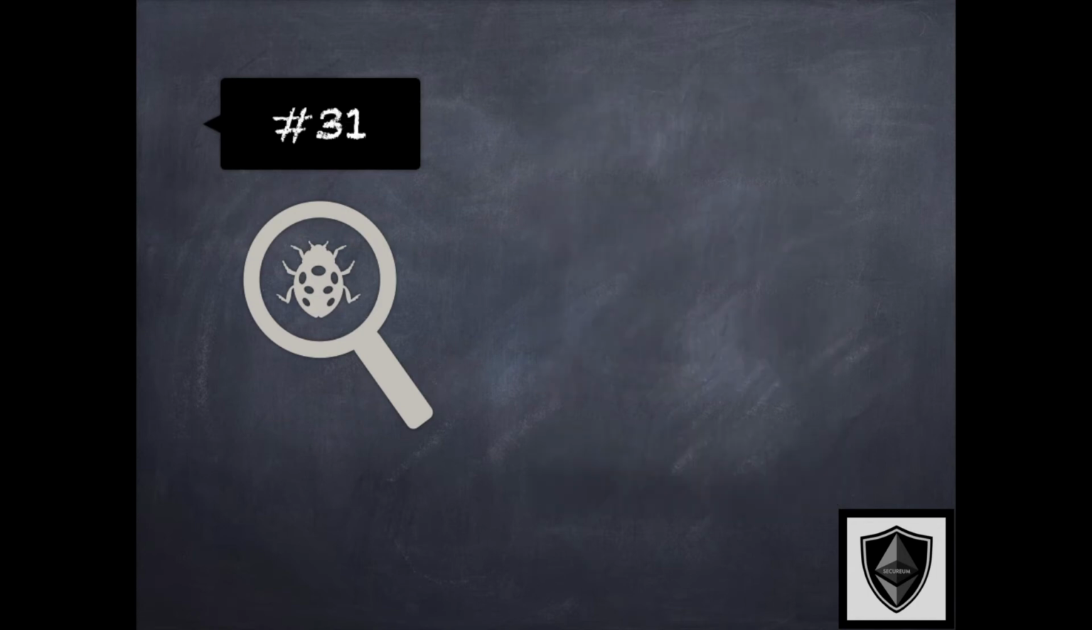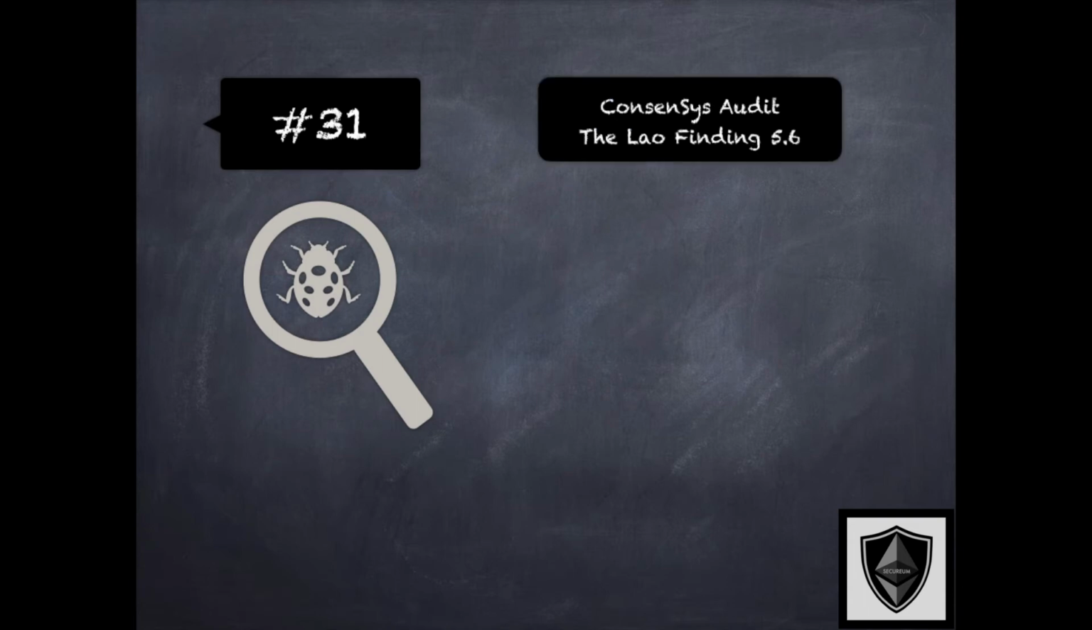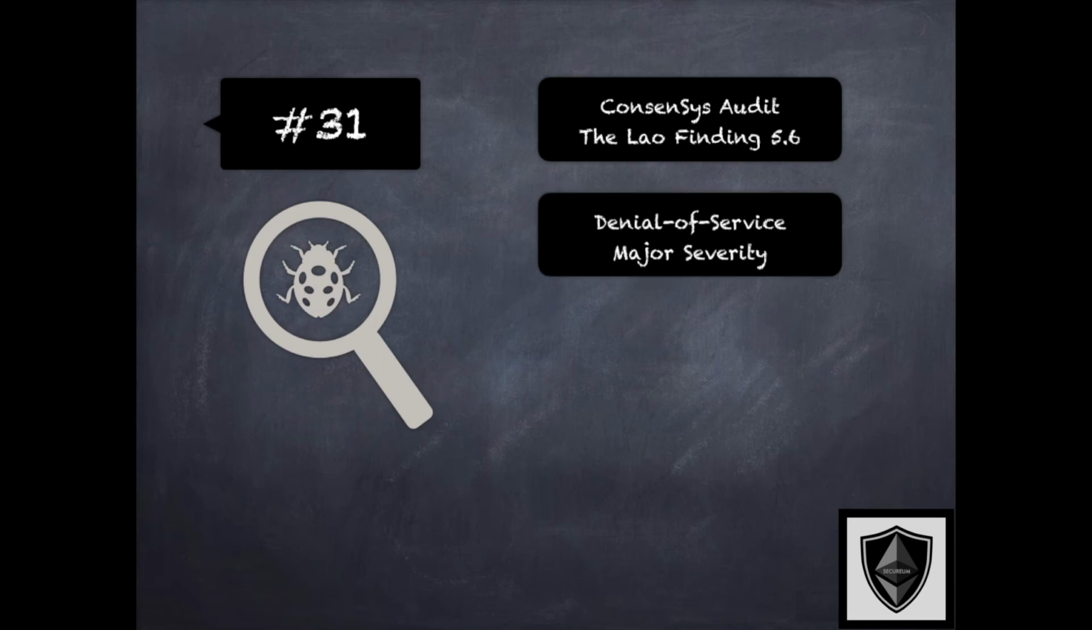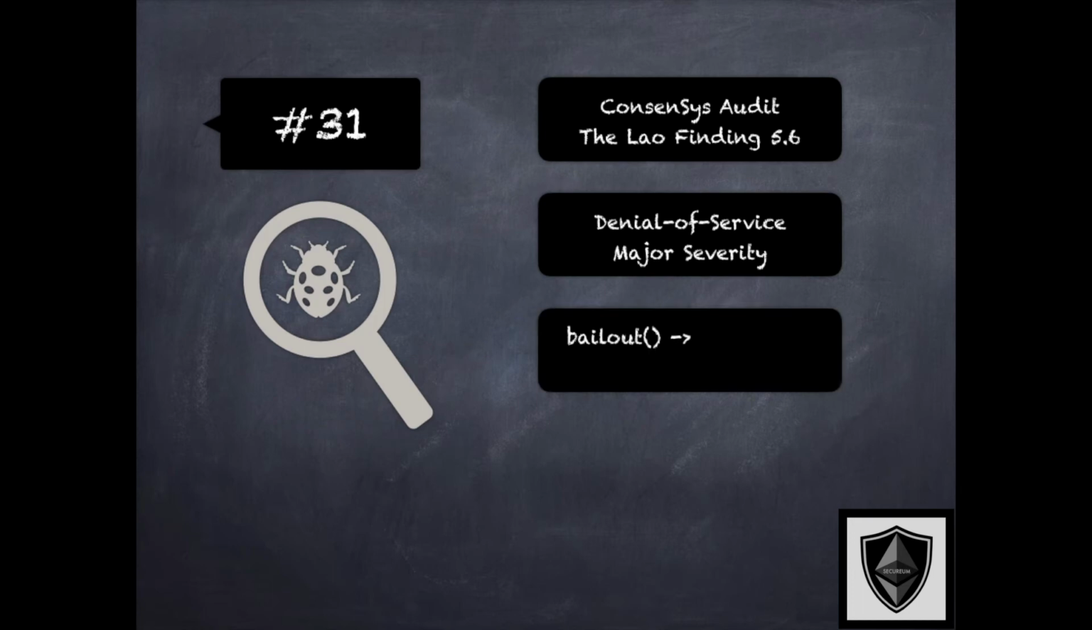Number 31 is another finding from Consensus Diligence Audit of the Lao Protocol, where it was another major severity finding, again related to denial of service. The issue was that the summoner could steal funds using the bailout functionality. The bailout function allowed anyone to transfer the kicked user's funds to the summoner if the user did not call safe rage quit.